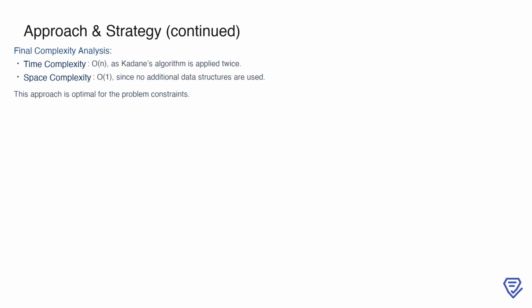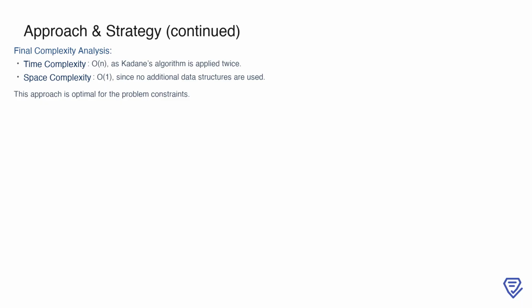This solution has a final complexity analysis that confirms its efficiency. The time complexity is O(n), as Kadane's algorithm is applied twice, once for the original array to find the maximum subarray sum, and once for the negative of the array to find the minimum subarray sum. The space complexity is O(1), as no additional data structures are used; we only need a few variables to keep track of the sums during the computation.